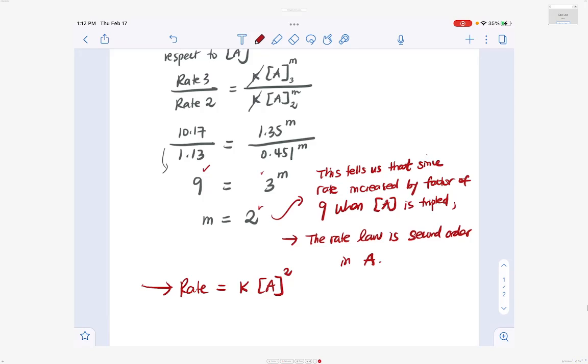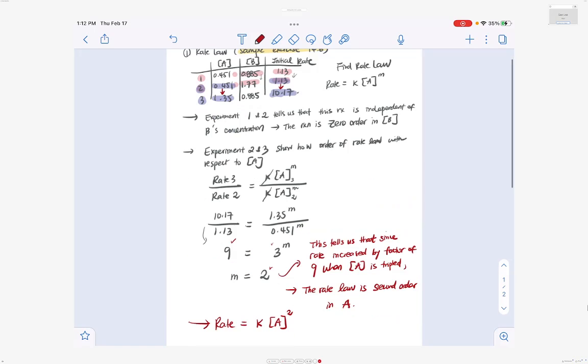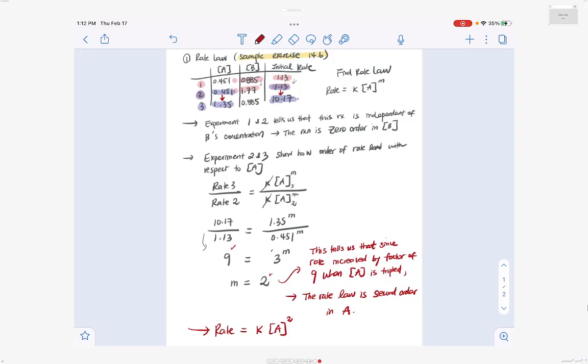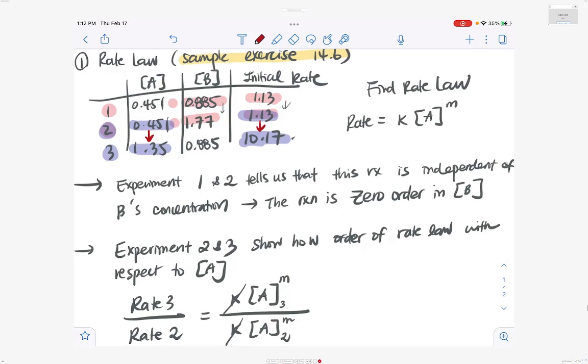Professor? Yeah. Sorry, I'm just a little confused on how you figured out that the concentration of B was zero order. So if you look here, focus on this part. Focus on this part. Okay?